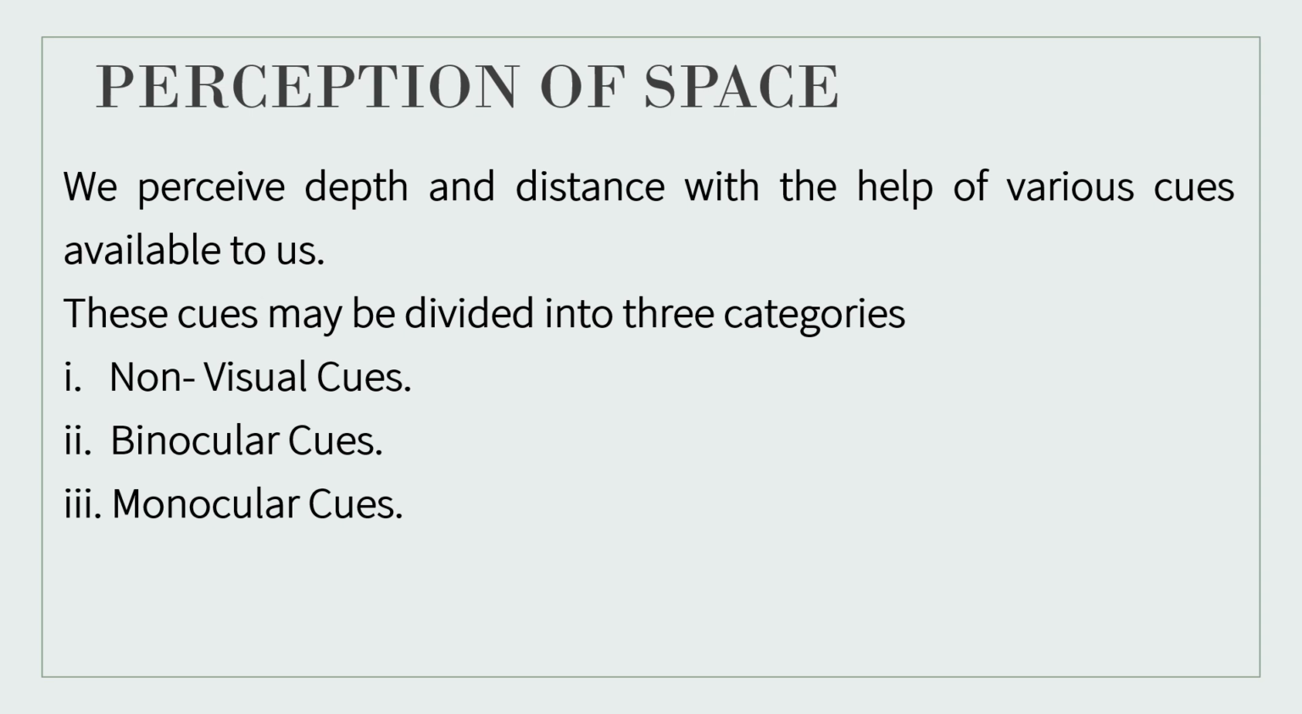So after distance, depth and size, we will move on to the cues. There are three types of cues. One is non-visual cues. Second one is binocular, and third one is monocular cues.